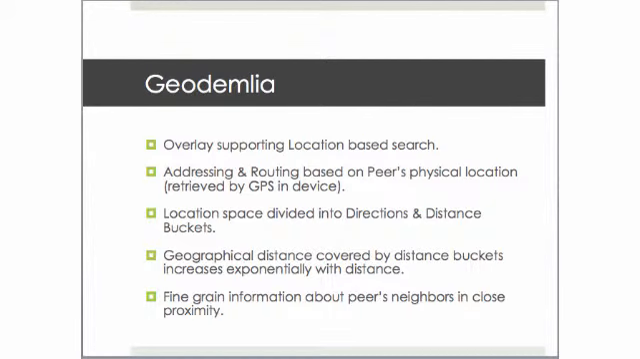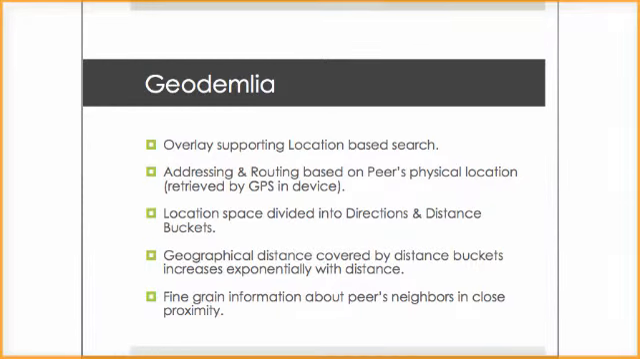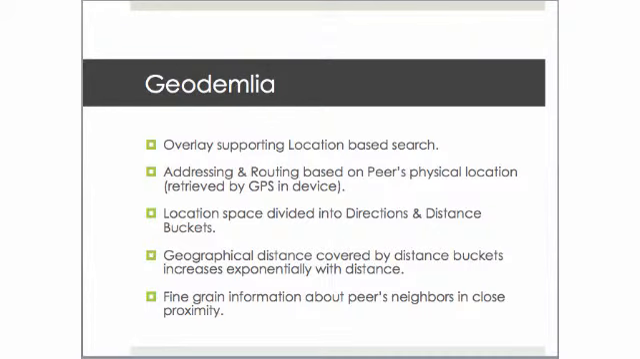GeoSwarm is an overlay which supports location-based search. The addressing and routing is based on the peer's physical location, which can always be retrieved by the GPS on the device. It divides the location into a sphere, which is divided into n directions, and each direction is further divided into something known as distance buckets. The geographical area covered by a distance bucket increases exponentially with the distance of the bucket.